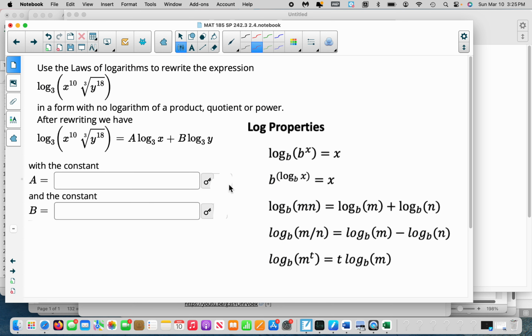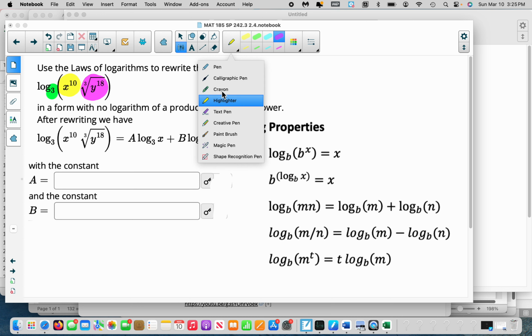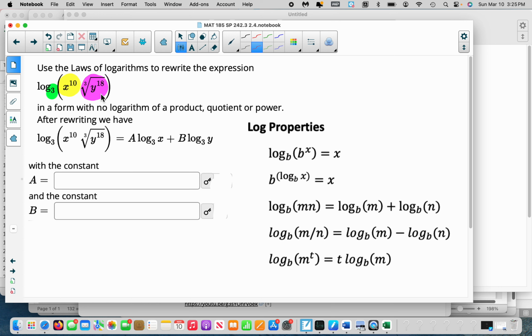All right, let's look at another one. Okay, so I'm going to scan this and say, what do I have? Well, my base is 3, but then I have the log of x to the 10th times the cube root of y to the 18th. So the first thing I'm going to do is rewrite this term here. I know that I can rewrite this as y to the 18th over 3.